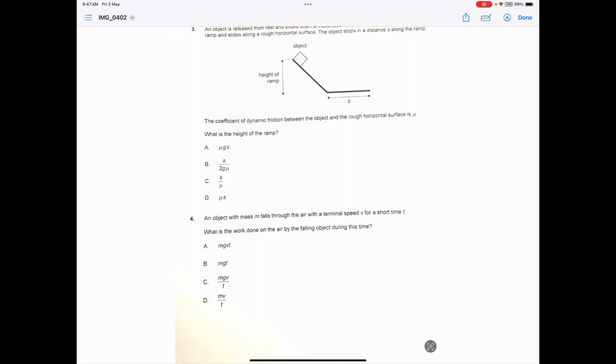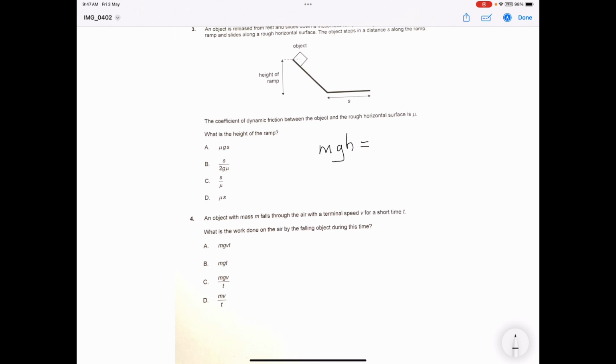Okay, so the change in potential energy is just going to be mgh, where h is the height of the ramp. And then once it reaches the bottom of the ramp, this energy must work against the frictional force.